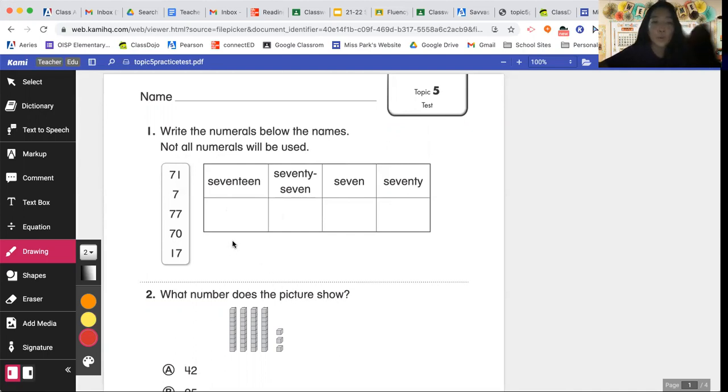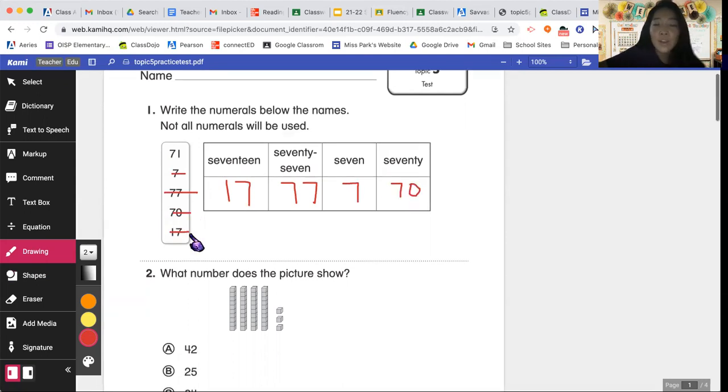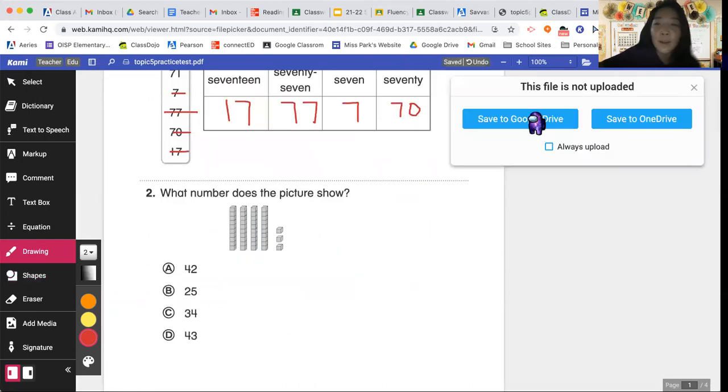Okay, so the first one, the answer is 17. So what you're going to do is write that in, 17. Next one is going to be 77. Next one is going to be 7. And the last one is going to say 70. Awesome. If you got them all correct, give yourself a pat on the back. Got some of them correct, give yourself a pat on the back.